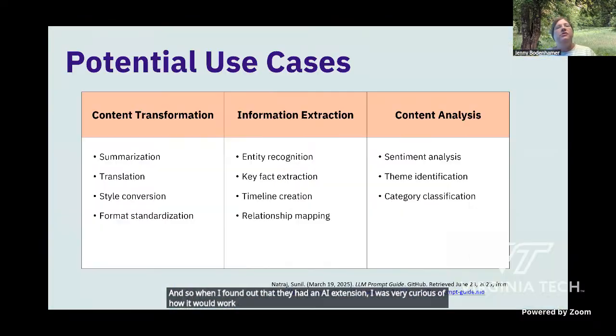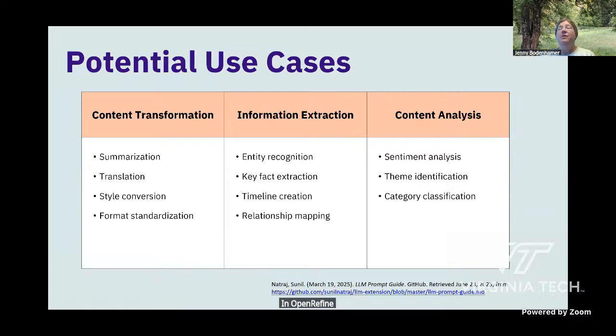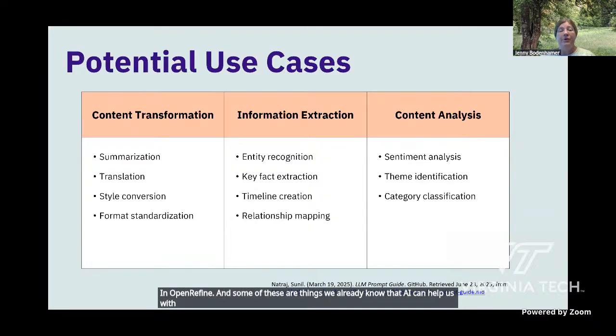So the AI extension creator is a man named Sunil Natraj, and he saw these potential use cases for the AI extension in OpenRefine. And some of these are things we already know that AI can help us with in our metadata tasks. It can summarize really well. It can do translations, and it can help with standardization and finding typos.